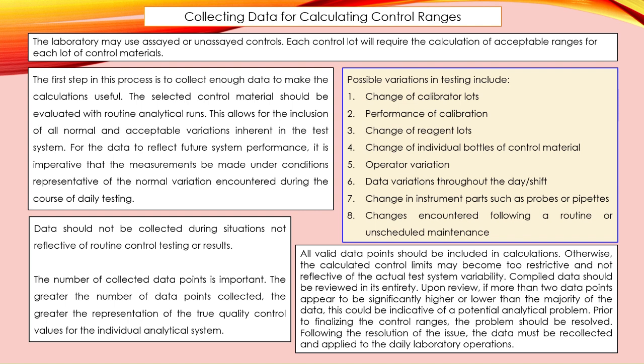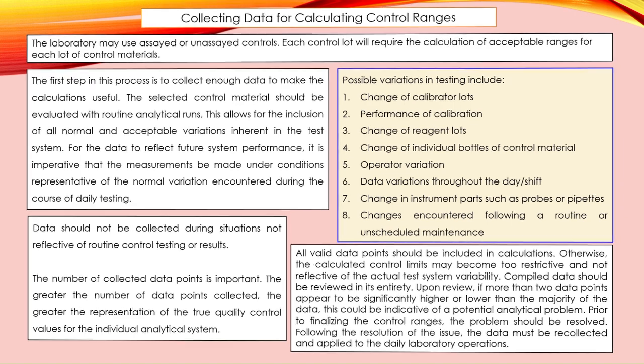Compiled data should be reviewed in its entirety. Upon review, if more than 2 data points appear to be significantly higher or lower than the majority of the data, this could be indicative of a potential analytical problem. Prior to finalizing the control ranges, the problem should be resolved. Following the resolution of the issue, the data must be recollected and applied to the daily laboratory operations.